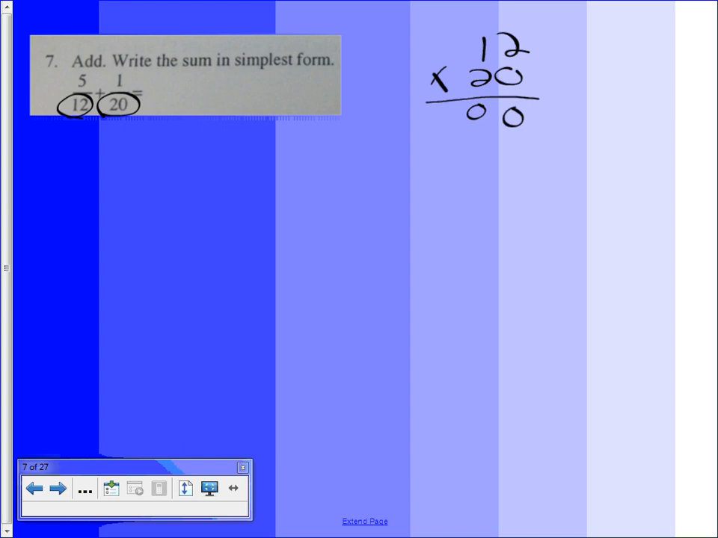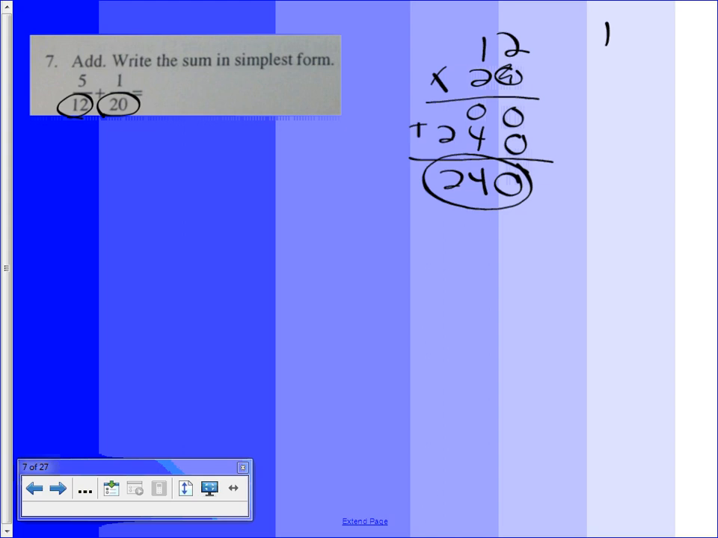0, 0, place value, cross this off. 2 times 2 is 4. 2 times 1 is 2. Add them up. I get 240. Is that the smallest common denominator I could find? Well, let's see. Can 12 go into a number that 20 can?